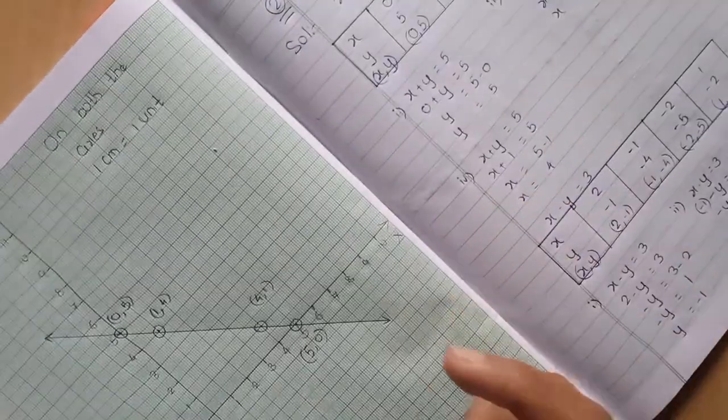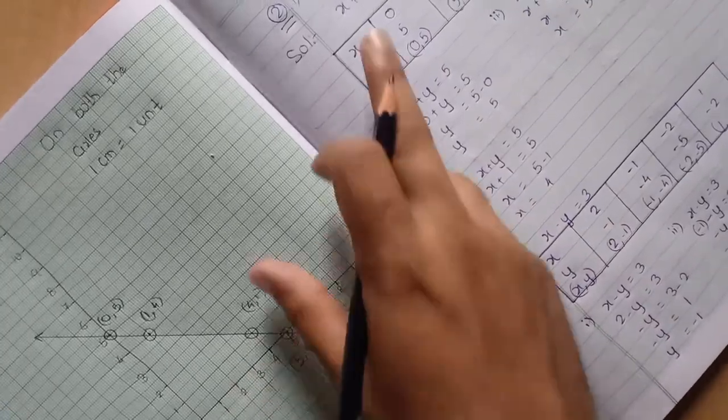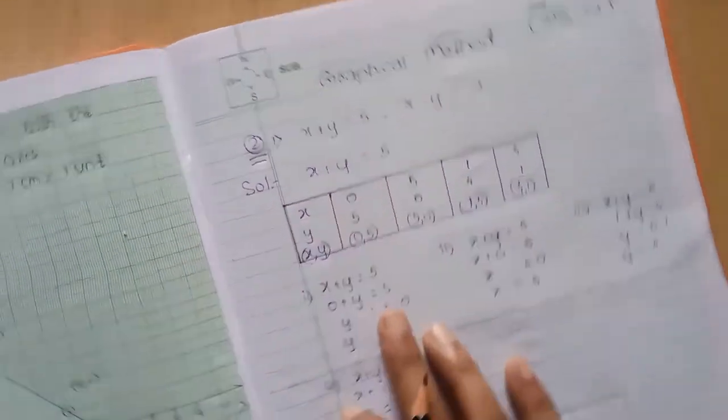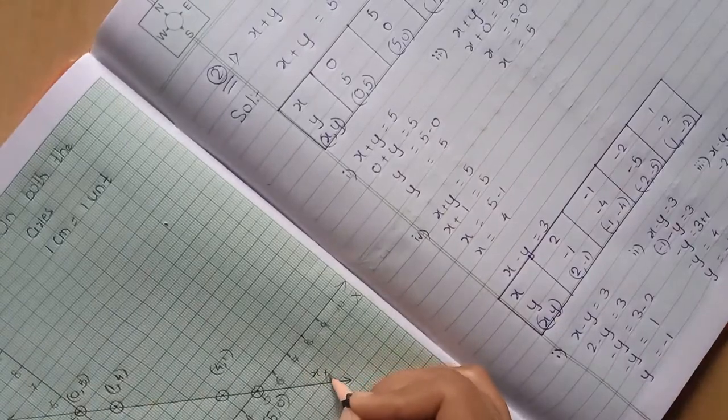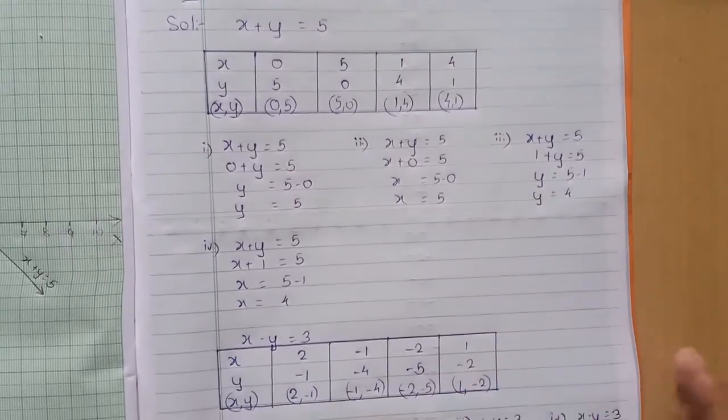Name the line. What would be the name of the line? The equation which is given, x plus y is equal to 5. So name it x plus y is equal to 5. Now let's plot the other equation.